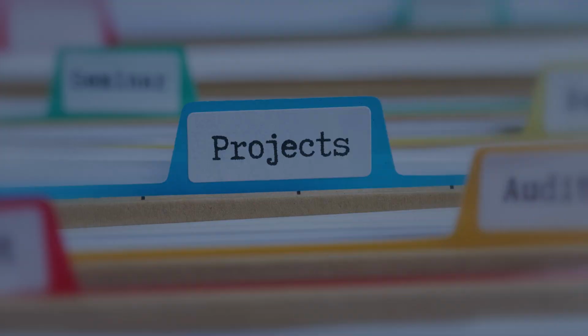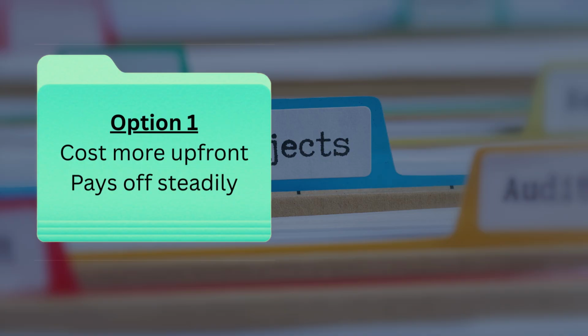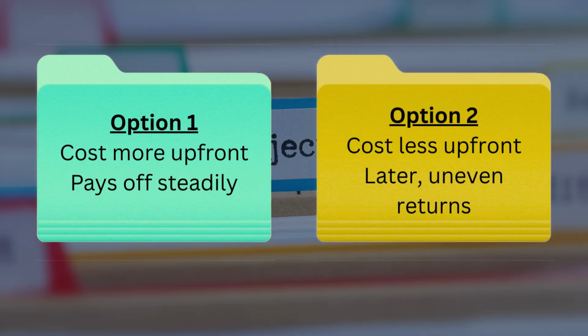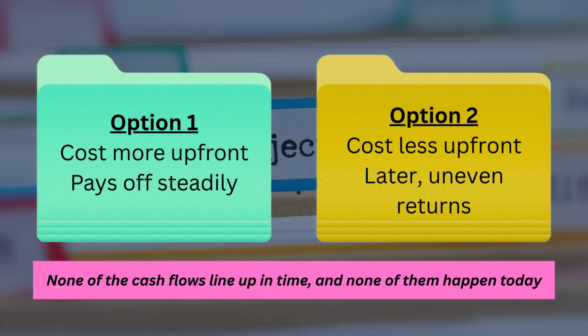Imagine you're handed two projects. One costs more upfront but pays off steadily. The other is cheaper, but its returns come later and are uneven. Both sound promising. The problem is that none of the cash flows line up in time, and none of them happen today. So here's the question this video will answer.